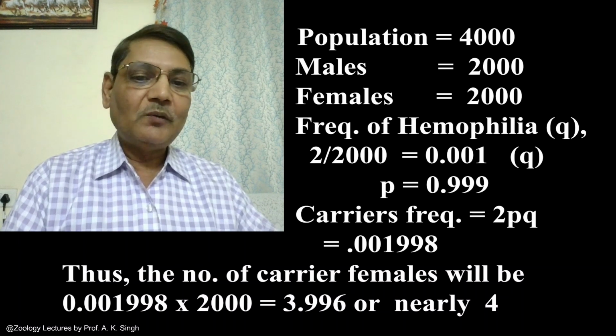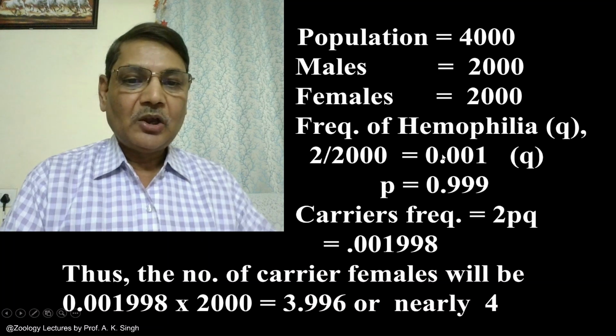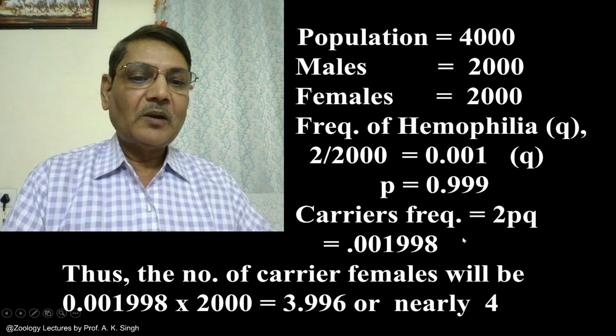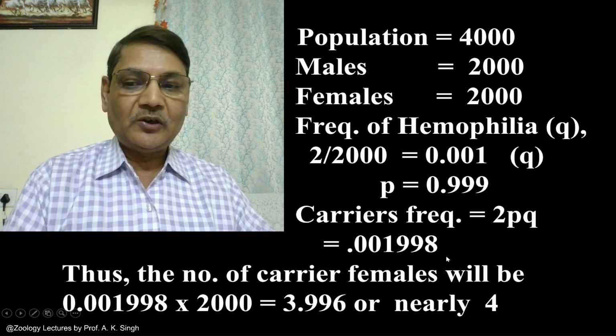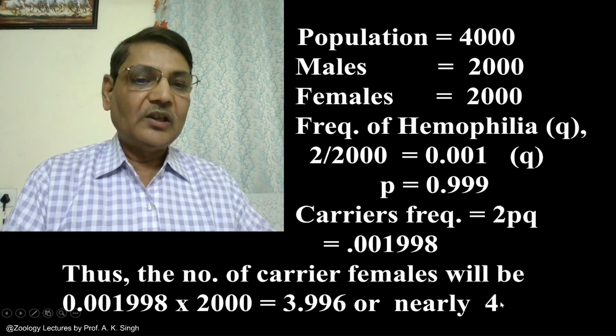Now we have to calculate the total number of carriers in the population. Carriers will always be only females, and females are 2,000 in number. So to get their number, this 2pq will be multiplied with the number of female individuals present in the population. Thus the number of carrier females will be 0.001998 into 2000, and this comes to 3.996. It means nearly 4 females are carriers in this population.